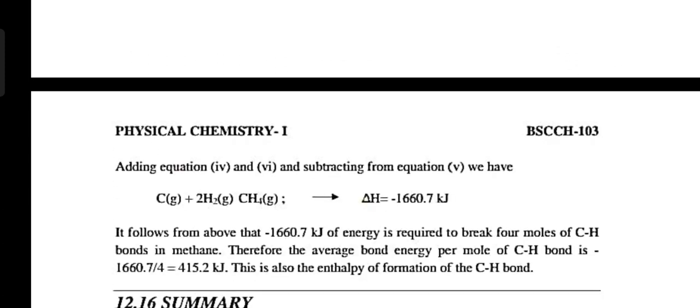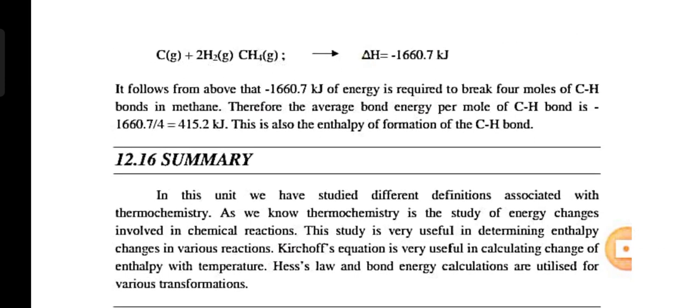Add equation 4 and 6 and subtract from equation 5. We have carbon plus hydrogen give methane and heat of enthalpy 1660.7 kilojoule. It follows from the above equation that 1660.7 kilojoule of energy is required to break 4 moles of carbon hydrogen bonds in methane. Therefore, the average bond energy per mole of a carbon hydrogen bond is 1660.7 by 4, which is equal to 415.2 kilojoule. This is also the enthalpy of formation of a carbon hydrogen bond.